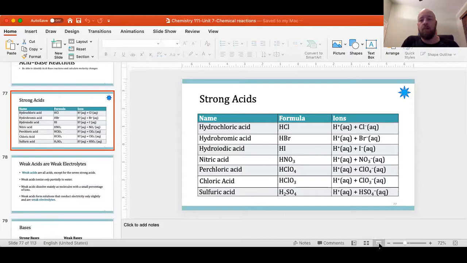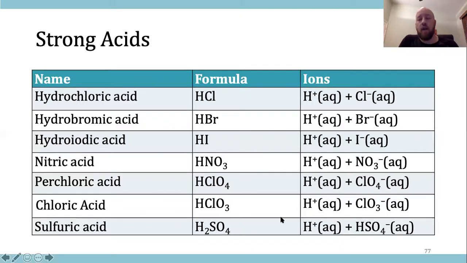Back to this slide here. The strong acids. You should know the strong acids because these are the only ones. Everything else other than these is considered a weak acid. This comes back around in 112, so knowing these kinds of things now is good. It helps both for this test and for future stuff.